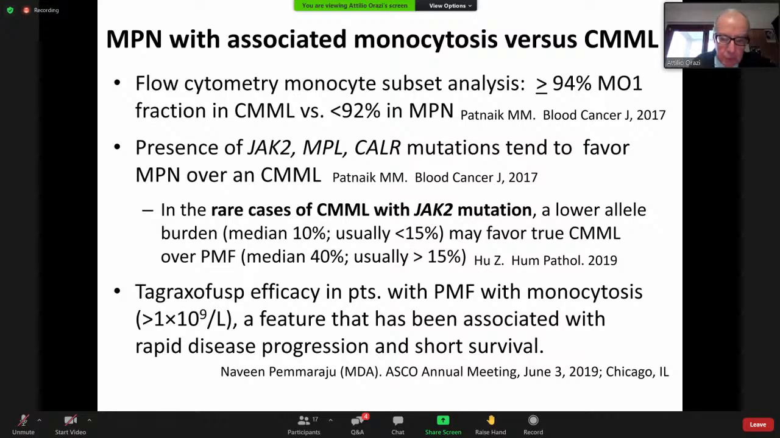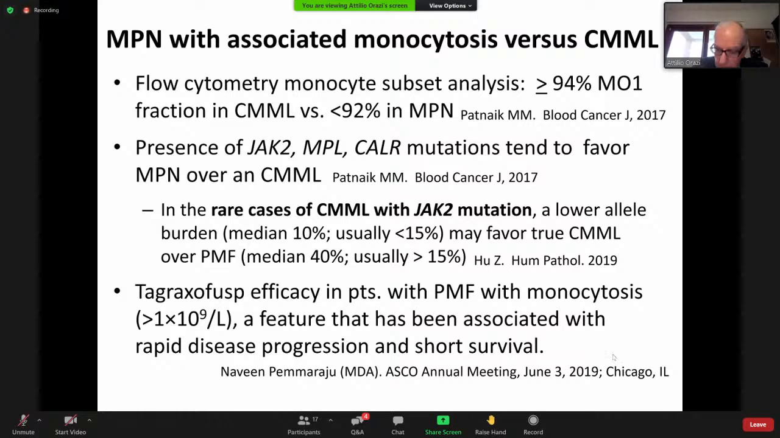I already mentioned the possibility of using this compound for this particular group of patients, because the study from MD Anderson was presented at ASCO as well. This is an MD Anderson study. The other one was the Mayo study. This PMF with monocytosis, as I told you, is a very aggressive subtype, has a bad prognosis, and they suggest that this compound can be helpful as well.